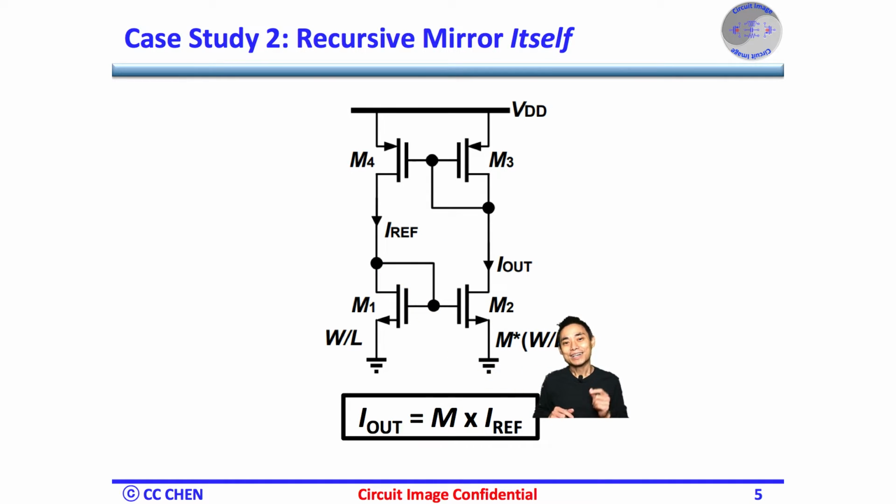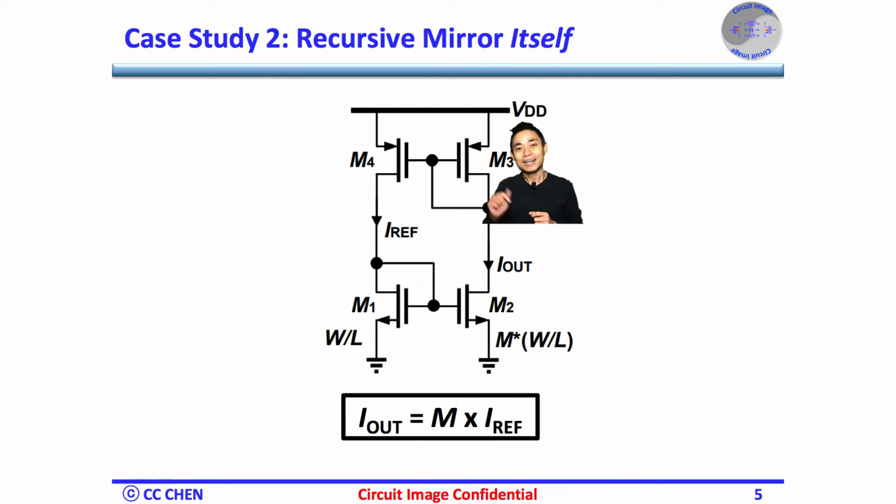The IR can be M times IREF if the device size ratio is M, with no channel length modulation effect or mismatch here. Another image is those diode-connected M1 and M3 are connected to the current source devices M2 and M4. Therefore, the IR or IREF should be relatively independent of the supply variation or noise.